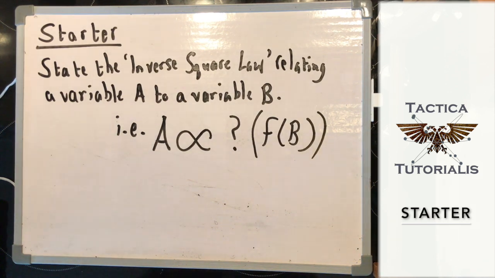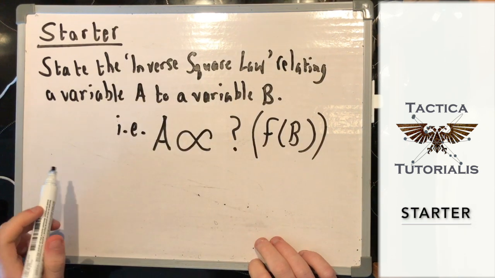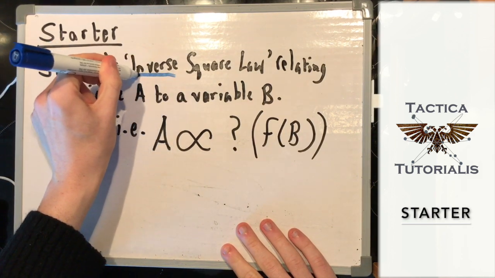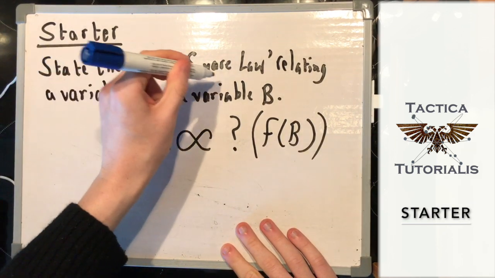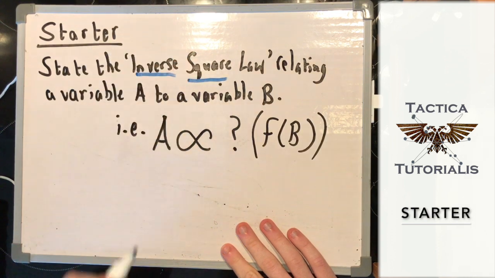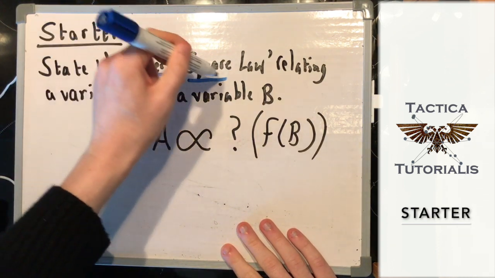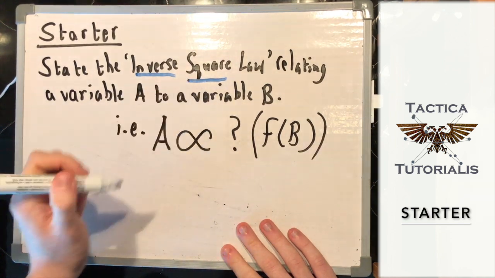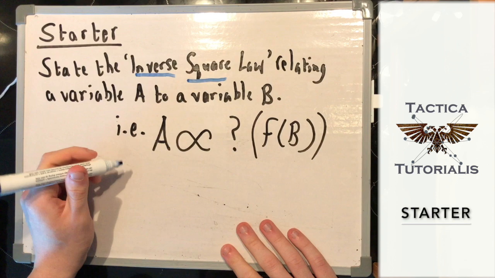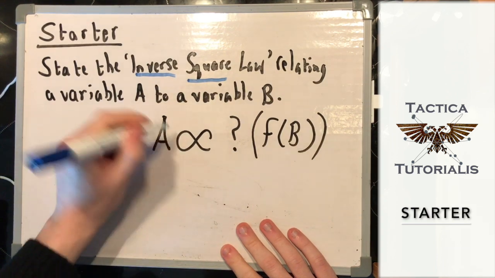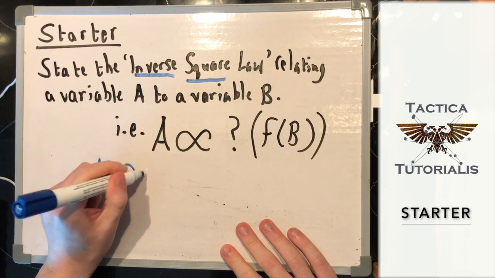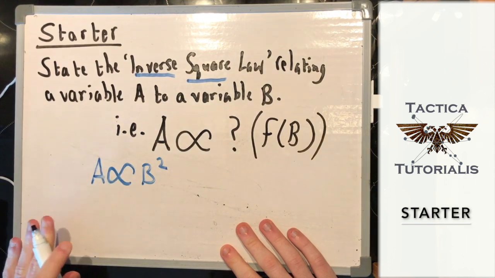All right, hopefully you've had a go. So we need to break this down into 2 sections. One is the fact that it is an inverse law, and the other that it is a square law. So if we take the first one, we might say it's a square law. Because it is a square that relates A to B, and we know A is on its own, you might have said A is proportional to B squared.